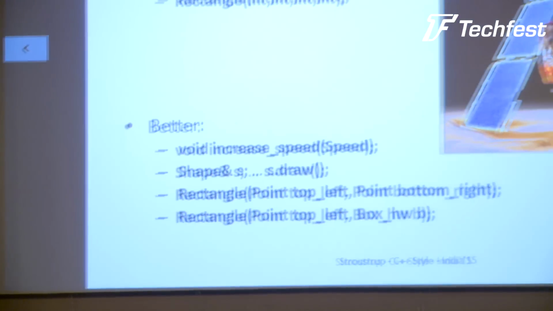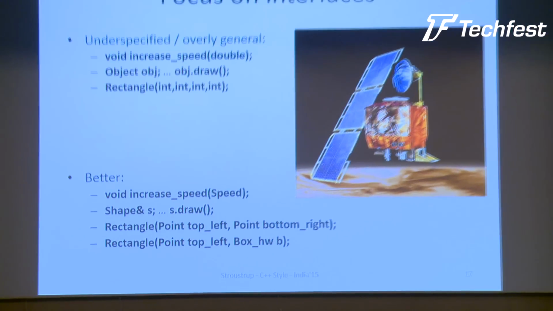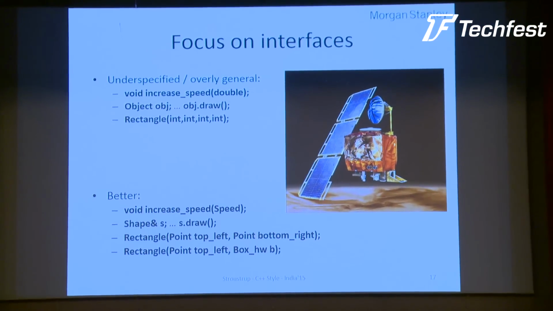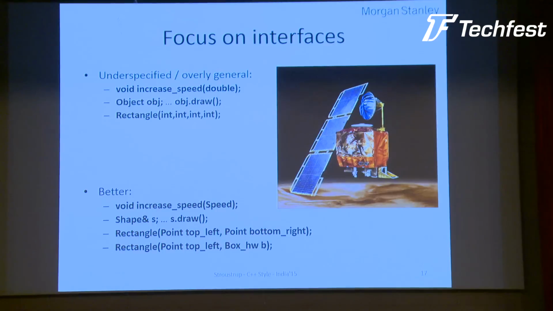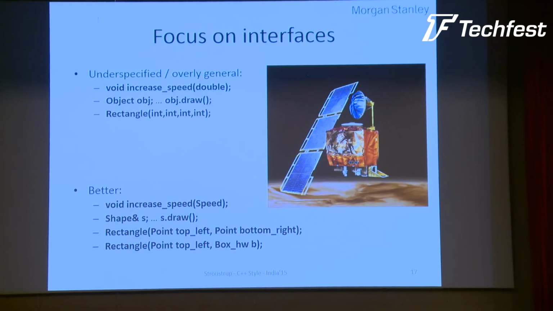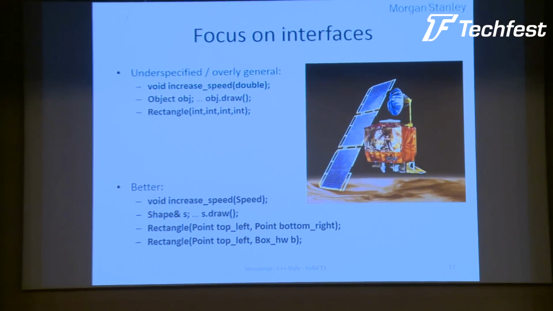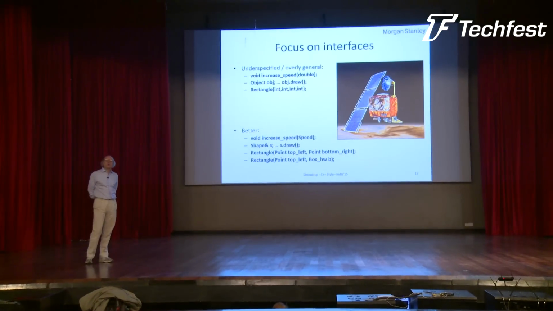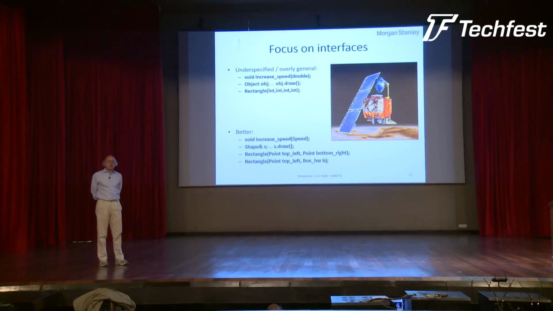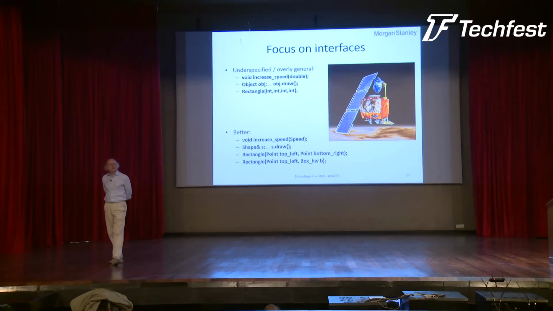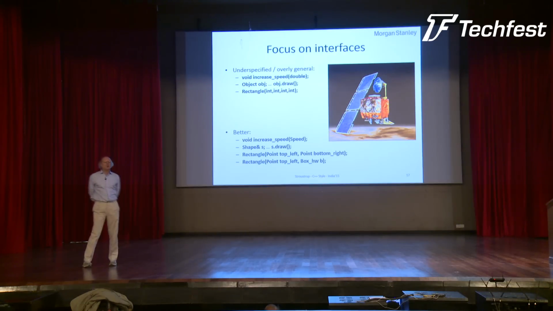So if we look at interfaces, there are some common ones up there. Increase the speed by a double, draw an object, draw a rectangle described by 4 integers. These are very common interfaces, and they're very uninformative. What does that double mean for increasing the speed? Is it the speed that you want after the increase? Or is it a delta, that amount? It doesn't say so.